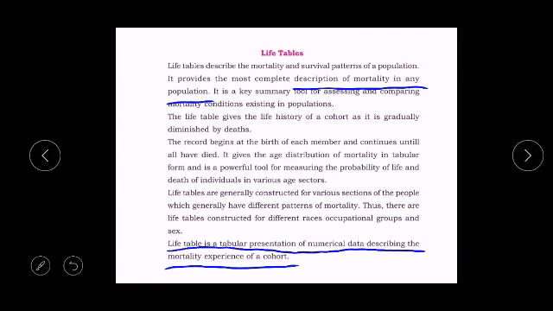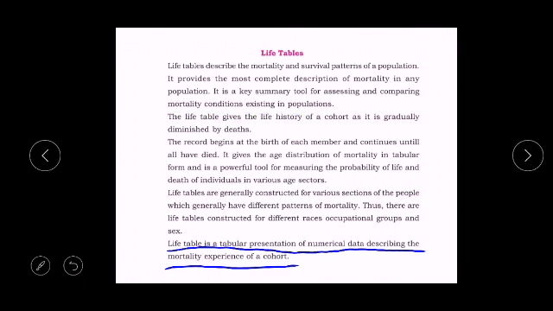It is a key summary tool for assessing and comparing mortality conditions existing in a population. So this life table helps in assessing and comparing mortality conditions in a particular existing population: how deaths are occurring, how many deaths take place every day. All that we can assess, and also we can compare within the location and with other location populations.